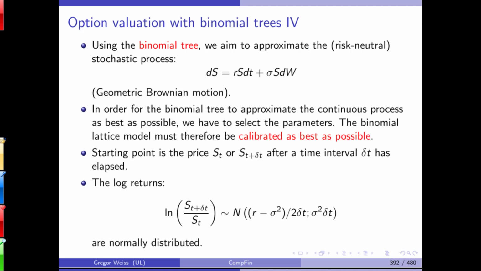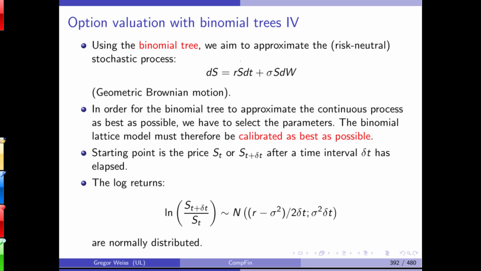And we need to calibrate the lattice model as best as possible. So the starting point is S_t, or S_{t+Δt} after a time interval has elapsed, and we know that under the geometric Brownian motion the log returns, ln of S_{t+Δt} over S_t, should be approximately normally distributed, with (r − σ²/2)Δt as the expectation, and σ²Δt as the variance.